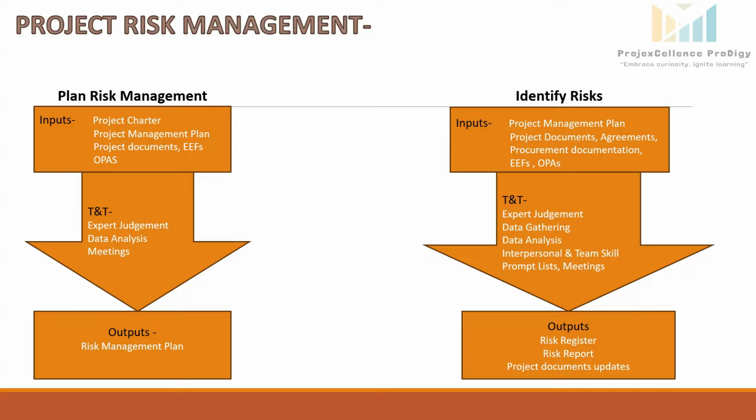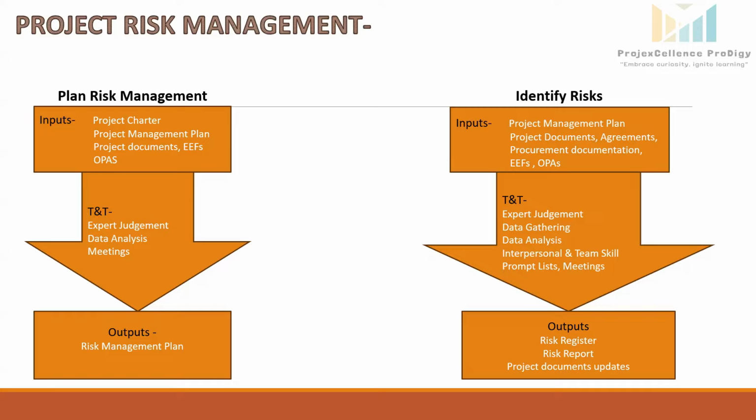Outputs. So after carrying out the plan risk management process, we will get a detailed risk management plan document as an output. It will contain all the details such as risk strategy, how the project will manage the risk, what type of methodology, tools and techniques will be used for risk management. Roles and responsibilities will be clearly mentioned, who will handle different risk related activities.